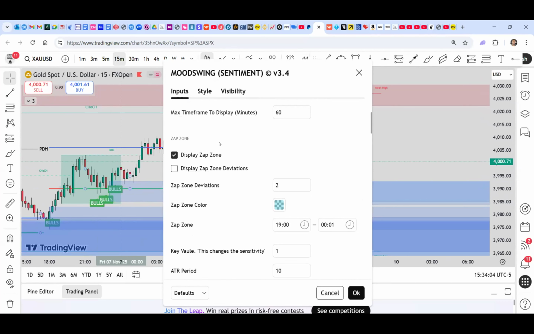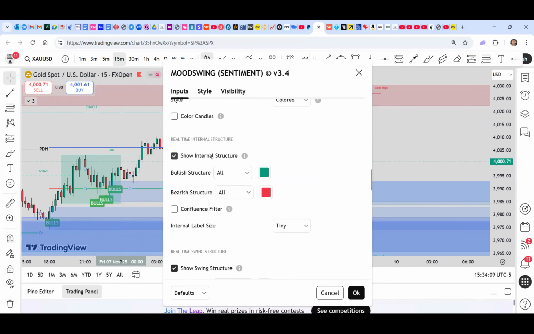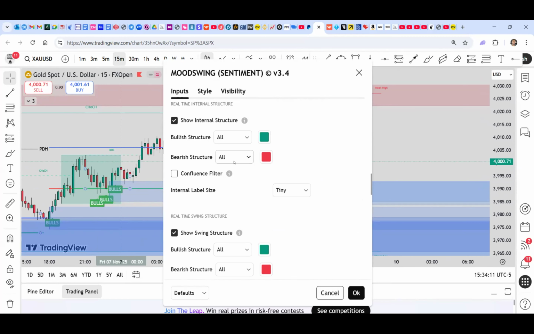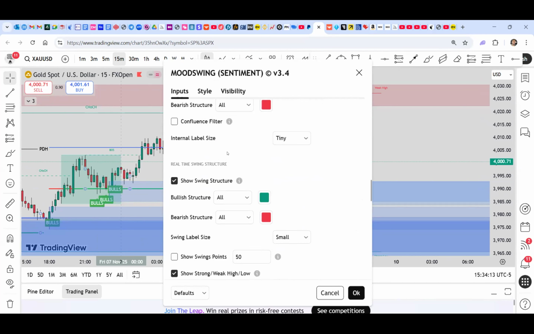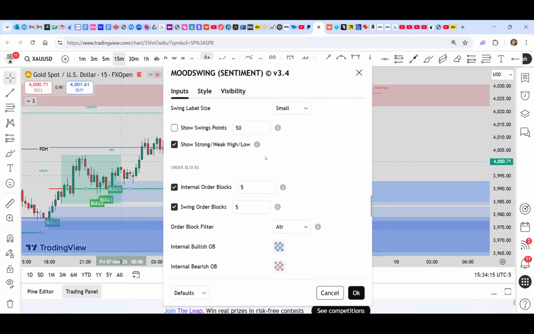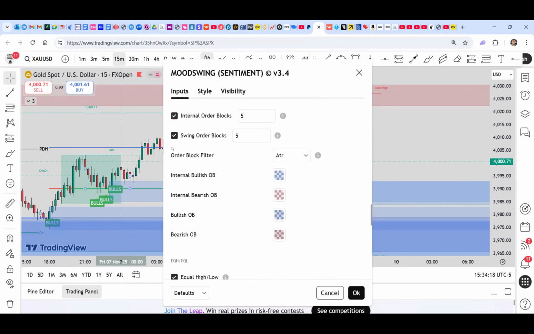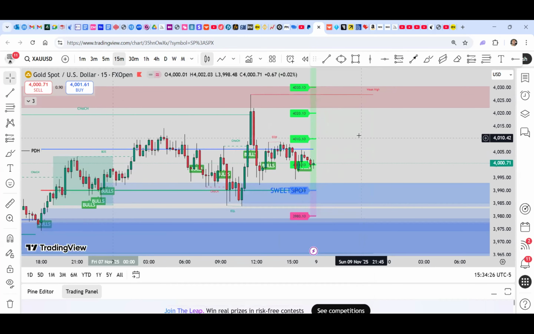So if we go down some more, it'll be in the internal structure. Internal order blocks. Yeah, that's right. So if you go down a little bit further, right there. Internal order blocks. So I have these turned on. Okay, cool.